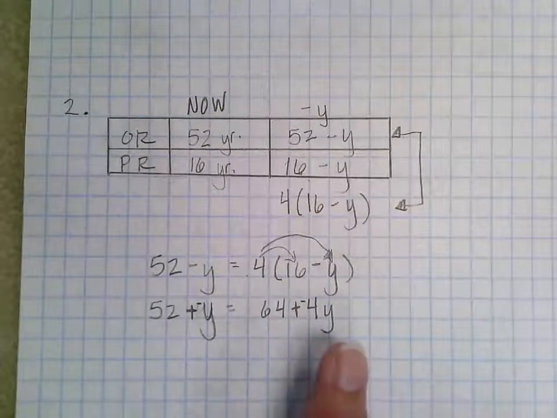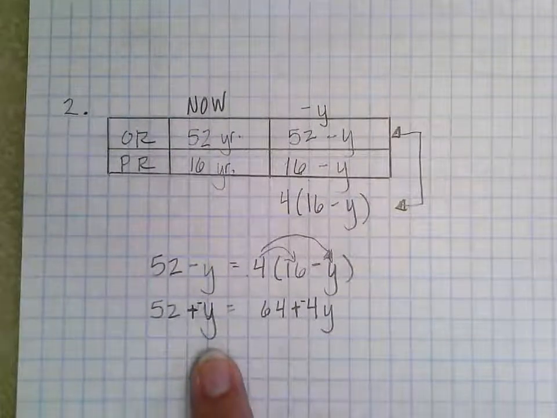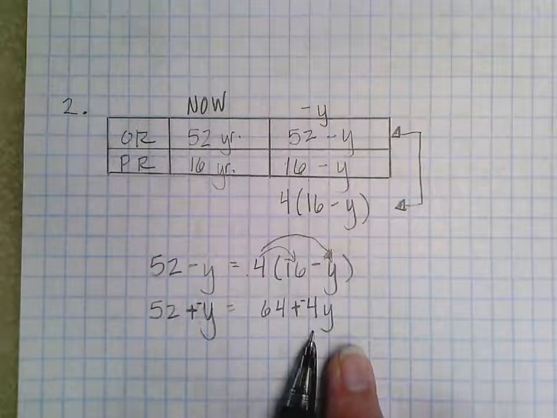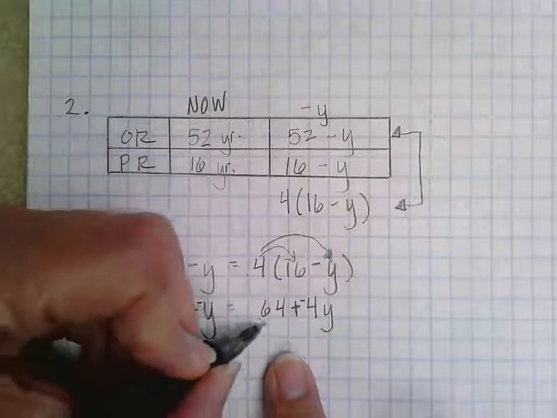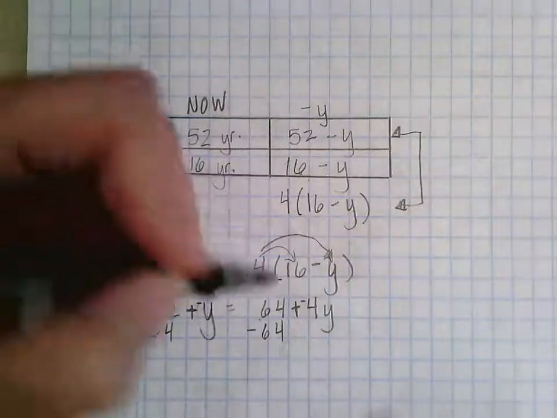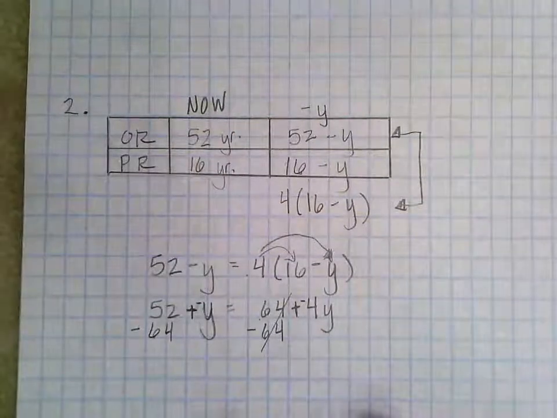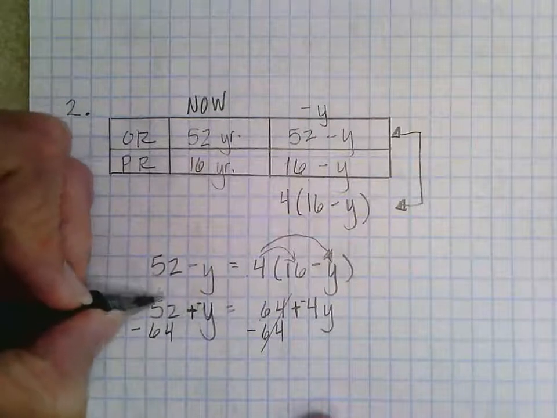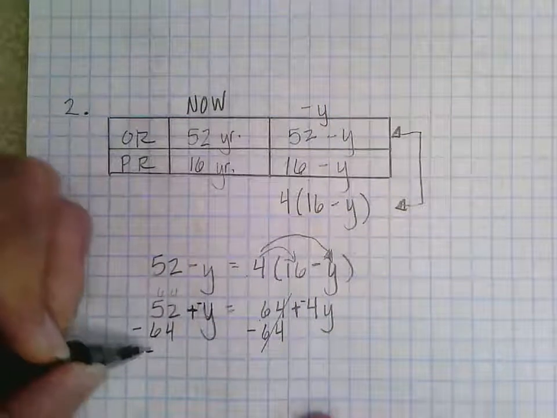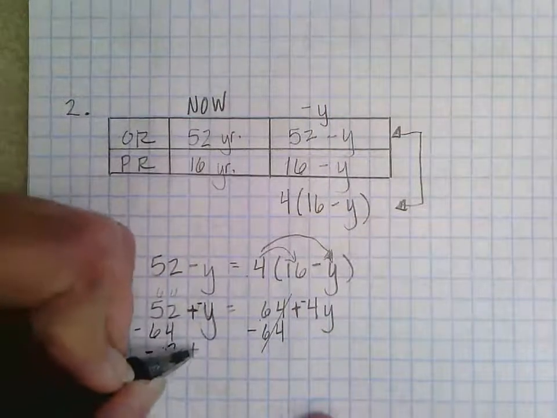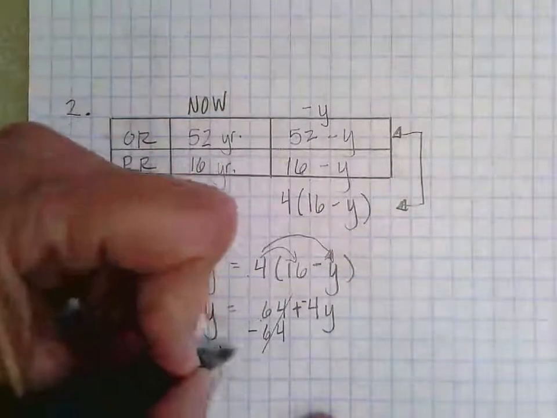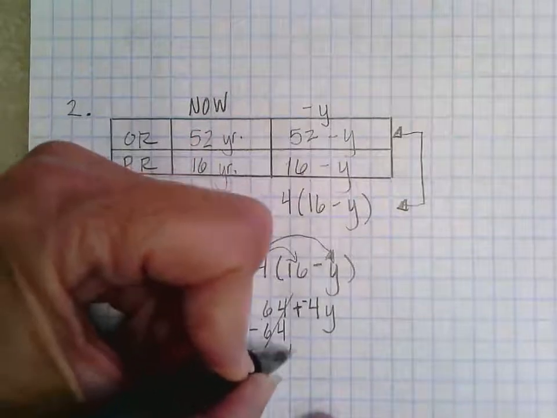So I can see that I have negative 4y over here and y over here, so I probably want to get my y's on this side, which means I'm probably going to want to subtract 64 right here and take this down to 0. And when I subtract that, I'm going to get, I believe, negative 12 plus a negative y equals negative 4y.